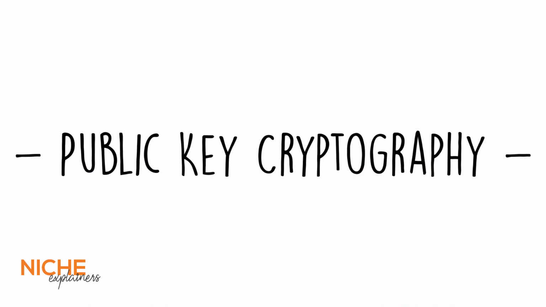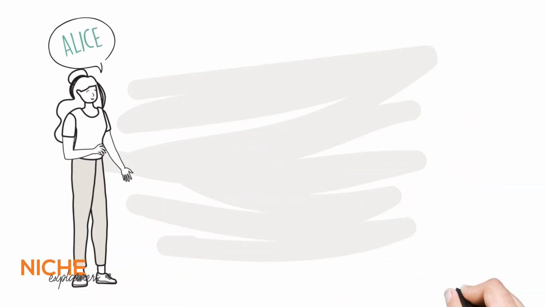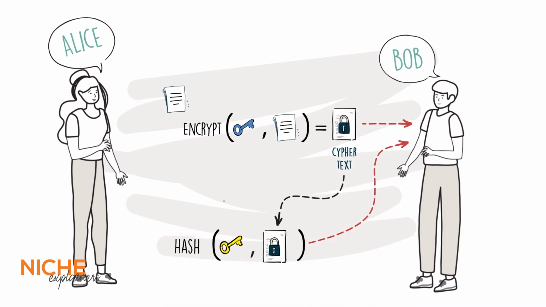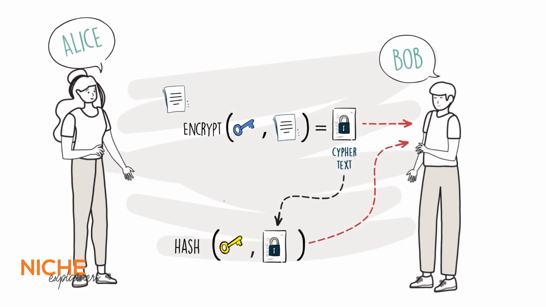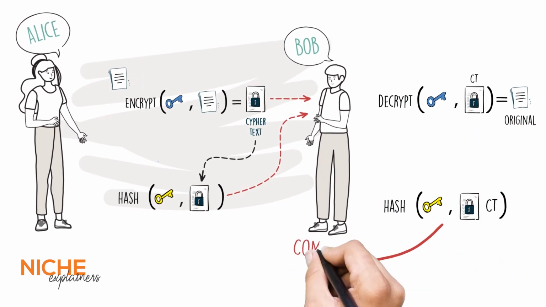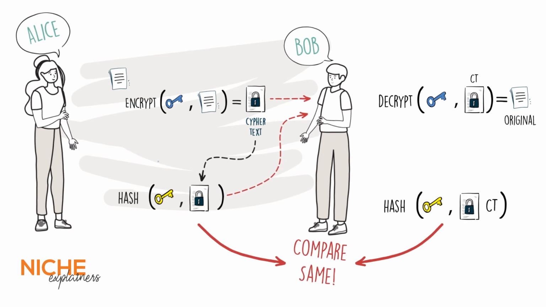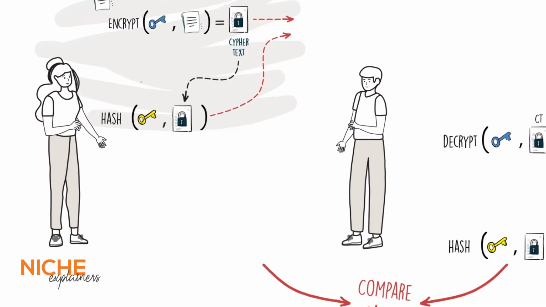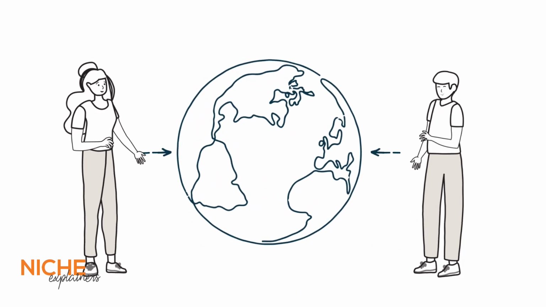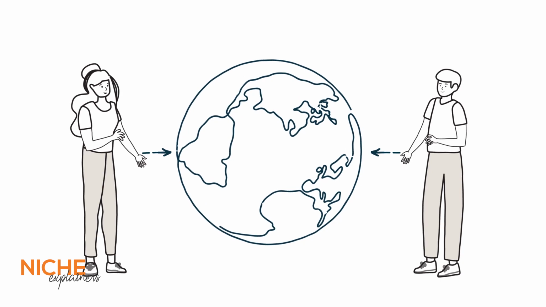Public key cryptography. In the last video, we discussed how Alice and Bob can establish a communication protocol that preserves confidentiality and integrity. This requires having shared secret keys and the use of a combination of symmetric encryption and hashing algorithms. But how can they establish a shared secret key to begin with if they have never met in person?